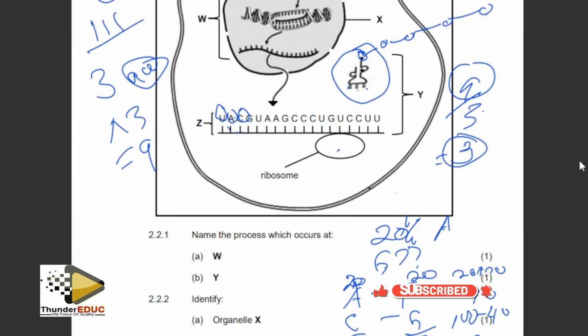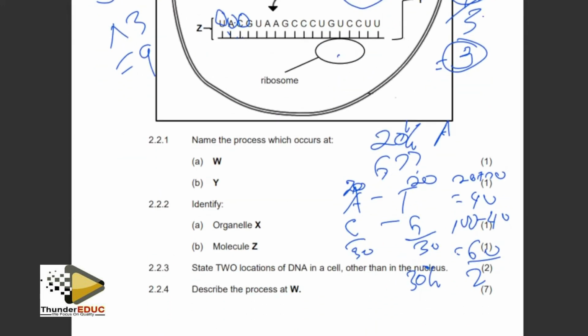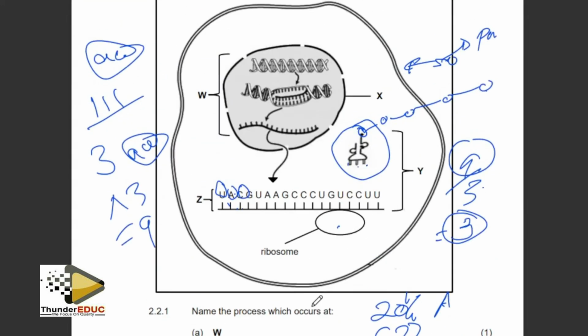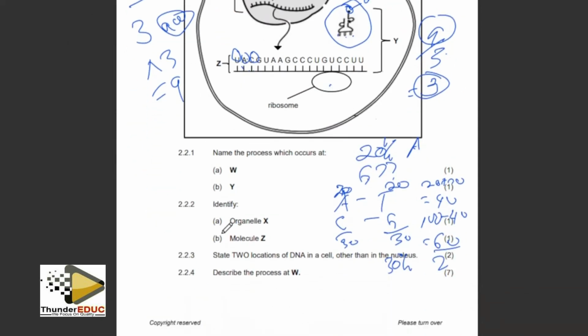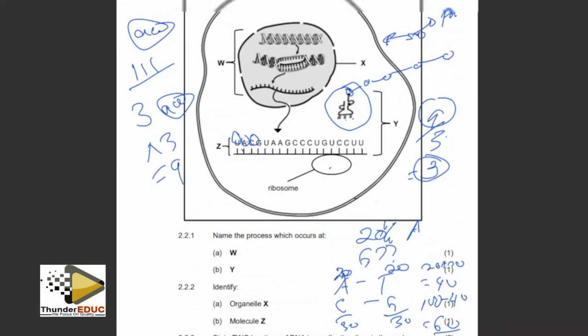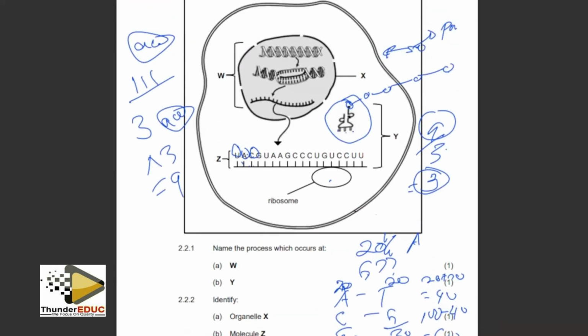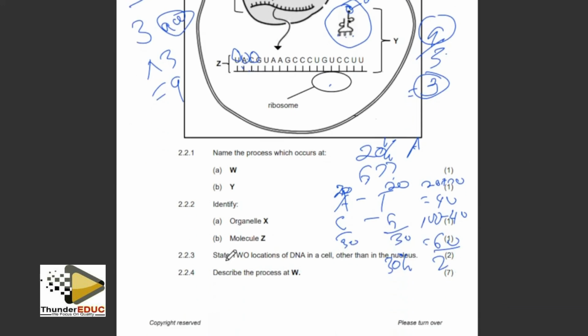I'm using these as examples. So which organelle is X? We have seen organelle X is the nucleus. And then which molecule is Z? Z is messenger RNA. Don't just say RNA, it's messenger RNA.